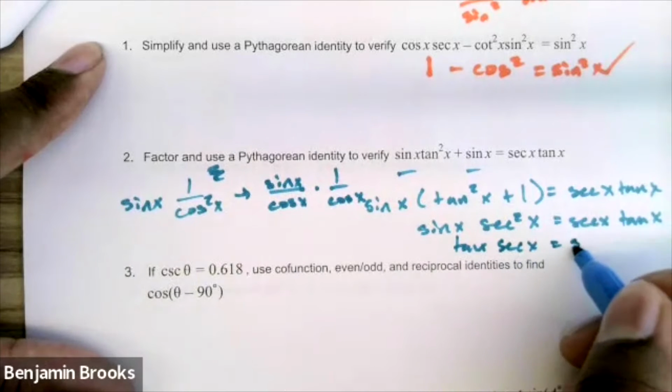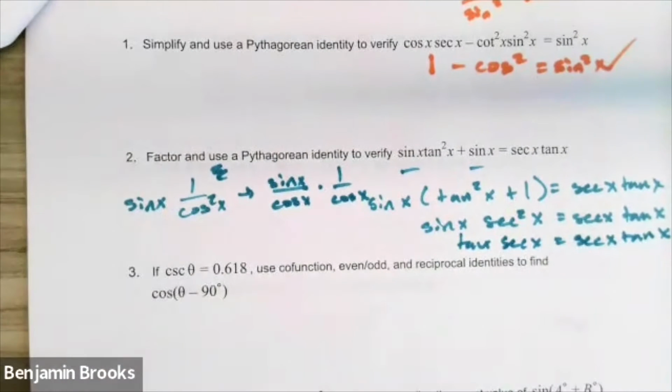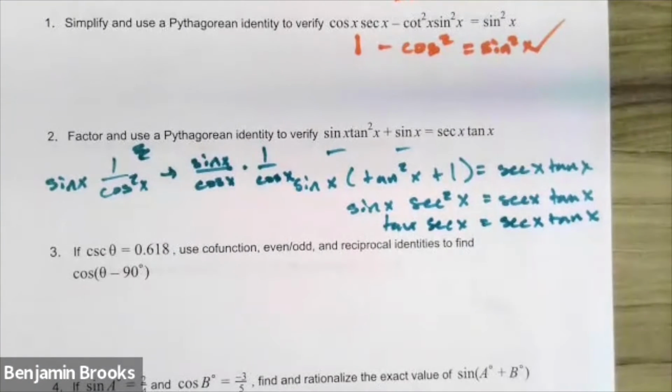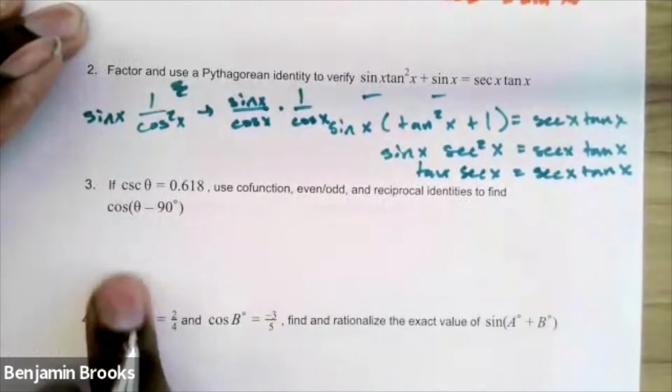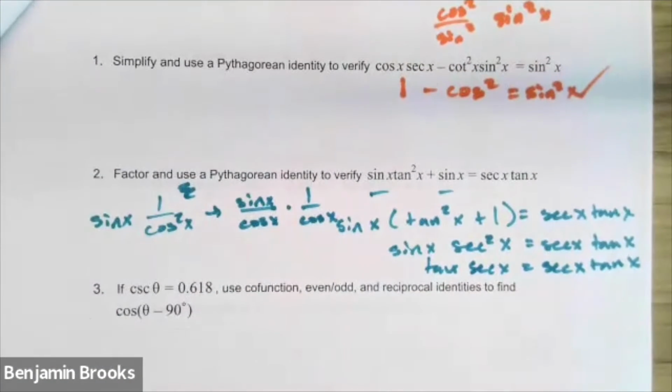Once again, deceptively simple. That's the key to this test, particularly verifying identities. That's it. Like I said, these aren't hard. You just gotta think about it. Sine x, secant squared x. Secant squared, secant x, and I divided by secant. Sine x, secant x equals.